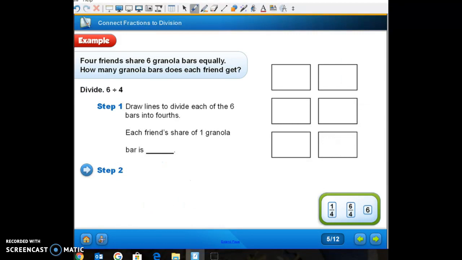Okay, this is the top of page 348. 4 friends share 6 granola bars equally. How many granola bars does each friend get? 6 divided by 4. What are we going to do with our drawing? How many pieces are we going to draw? Divide each square into fourths.